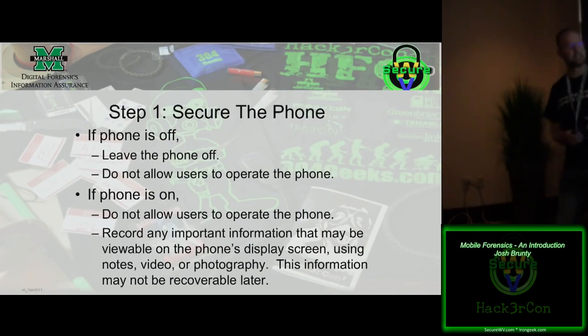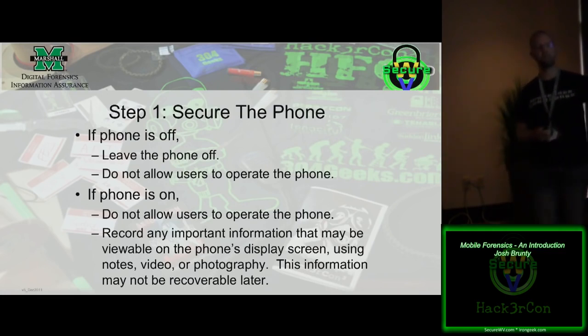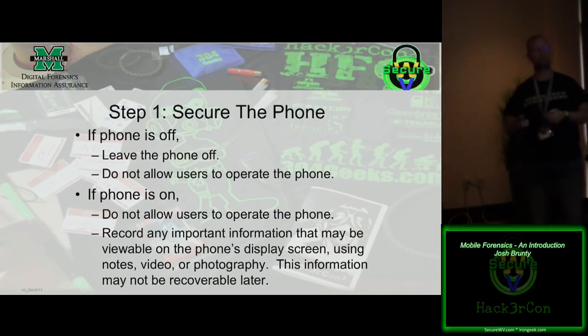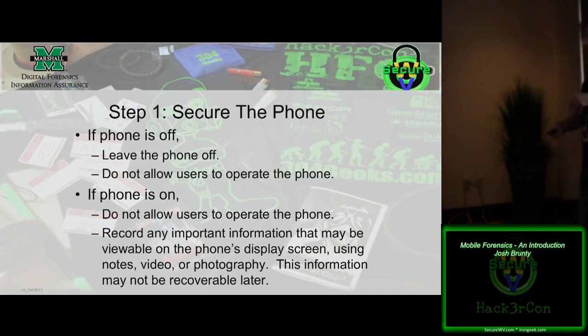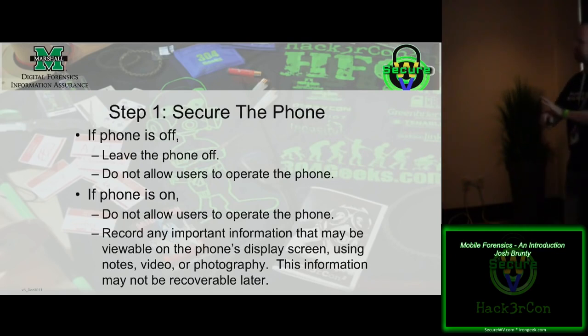Another thing is to not allow users to operate the phone. Make sure that you're documenting all instances of you operating that phone. If you want to do a manual scroll through, make sure that you are documenting when you did that. Because if you're called back in court, if someone touched that phone and you don't have it documented, that's breaking chain of custody, which is a big no-no in a court of law. Also, record any important information that's viewable on the phone's display. If there's a photograph, or a queued up text message, even if the password's been bypassed, you may have a text that's queued up that hasn't been sent yet.